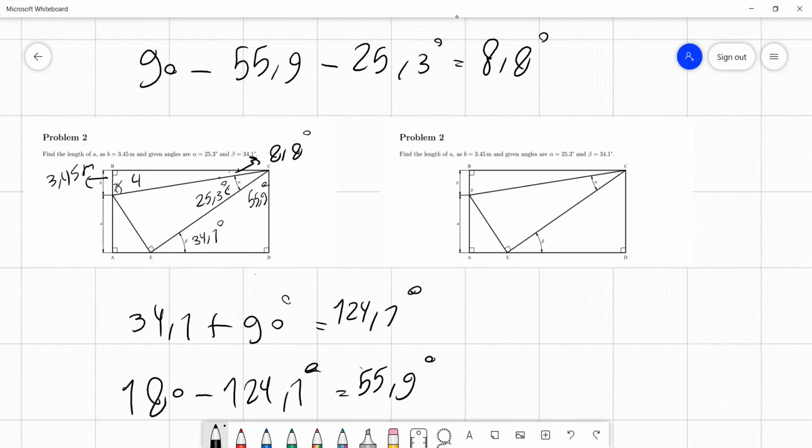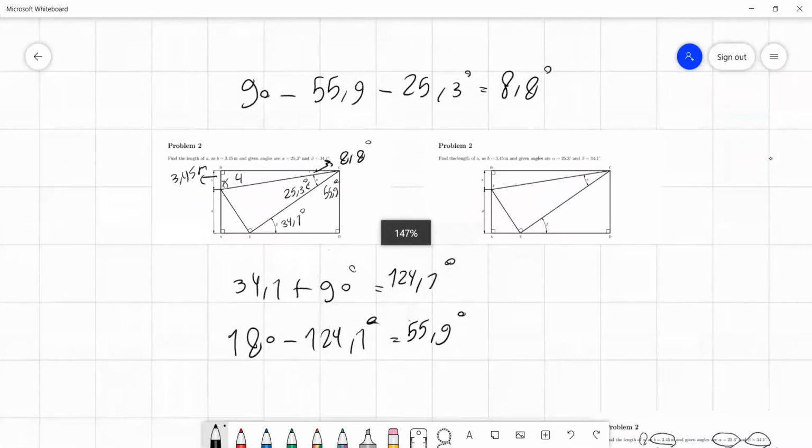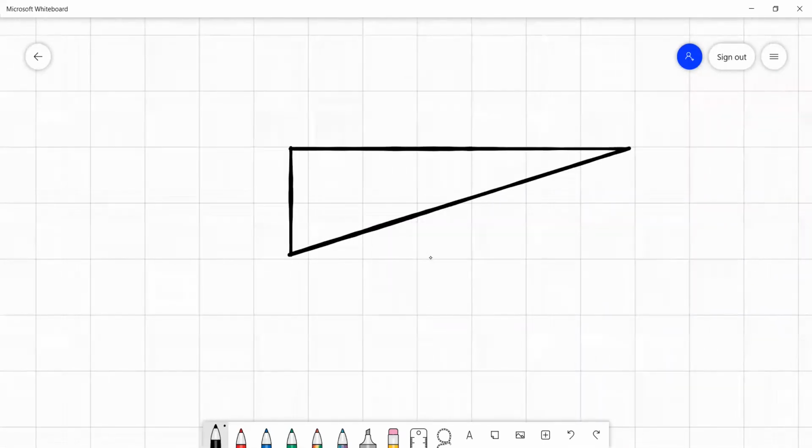Okay, now that we know that, let's isolate triangle number 4 and let's work on it. So we found out that this angle of it is 8.8 degrees. Good. And we know that from the information that this side is 3.45 meters, and this is the right angle triangle, so this is 90 degrees. Okay, what we're really interested in is the hypotenuse, since the hypotenuse is actually shared with triangle number 2.